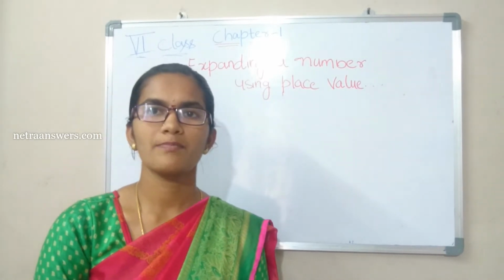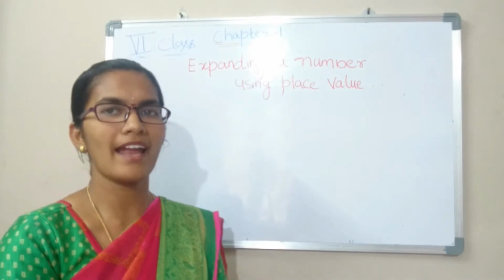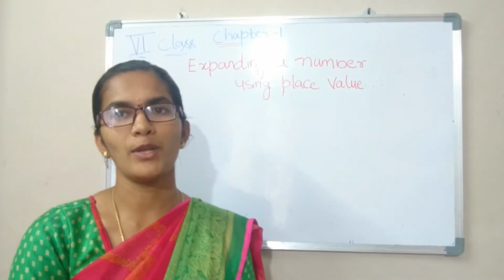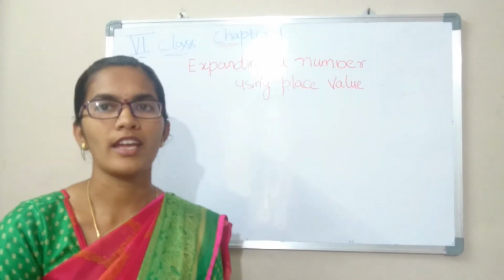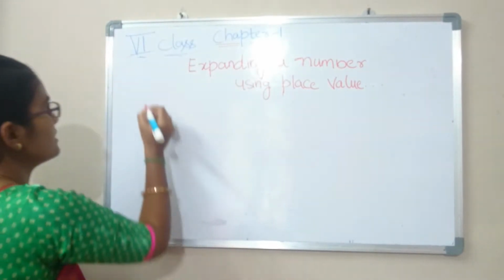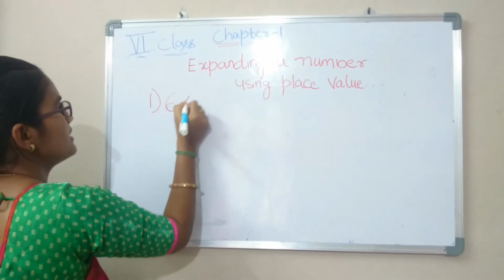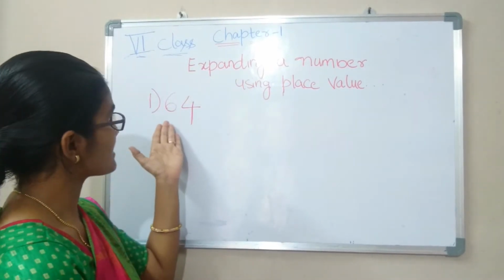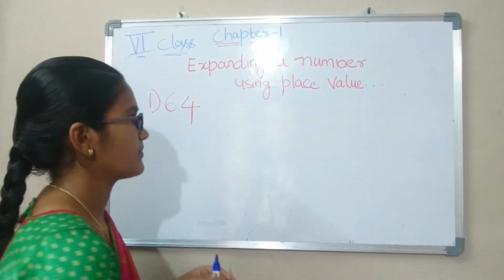Now I am going to explain all about expanding a number by using place values. We can expand a number by using place values. Let me assume one number, 64. I can expand this by using place values.